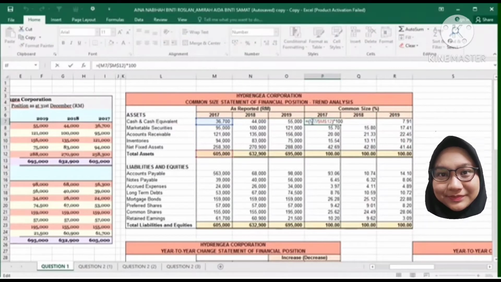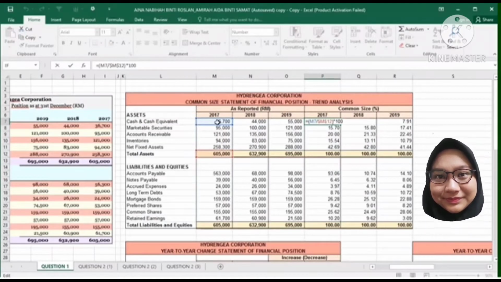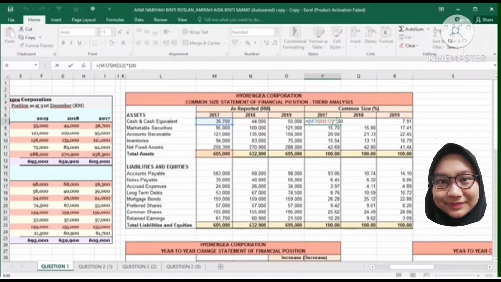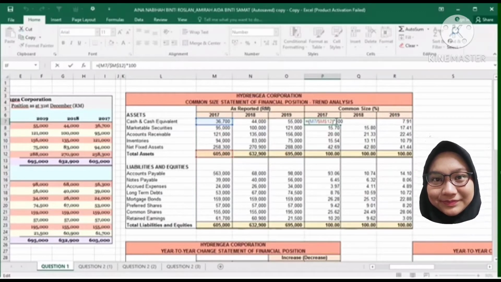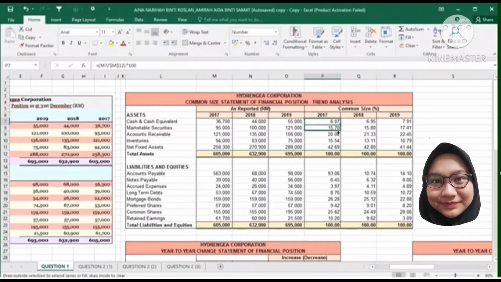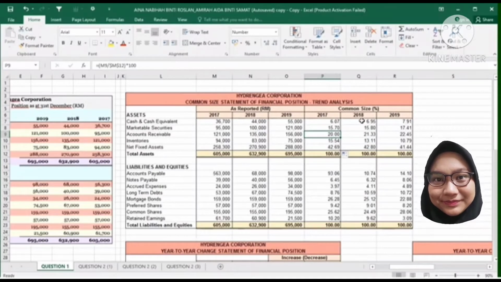And then how we calculate, for example, 2017 equal in bracket amount in 2017 over the total asset amount for that year. We put the absolute sign and multiply with 100 to get the percent. Enter, we get the answer, and then we will drag down to get all the answers. Same goes for 2018.